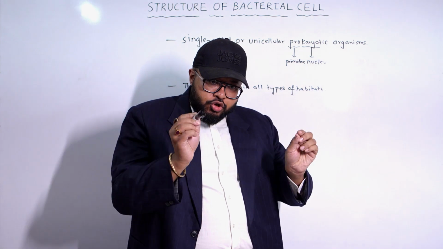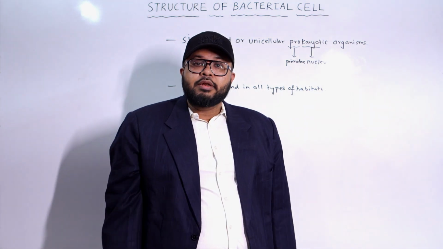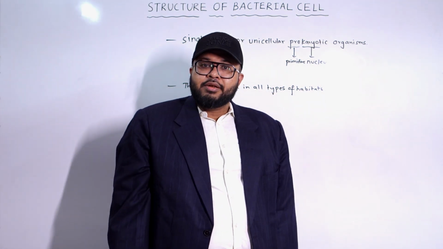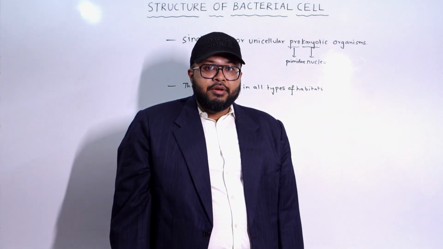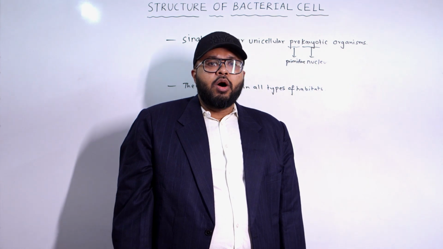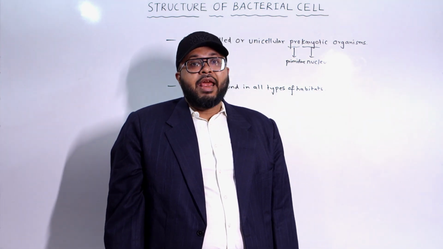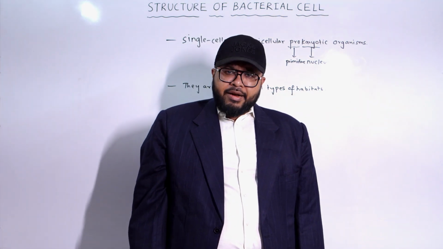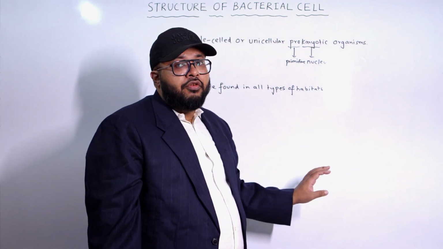The outermost covering is called the glycocalyx. Inner to the glycocalyx, cell wall is present, and inner to the cell wall there is presence of cell membrane or the plasma membrane. Now let us see the structure of a bacterial cell.